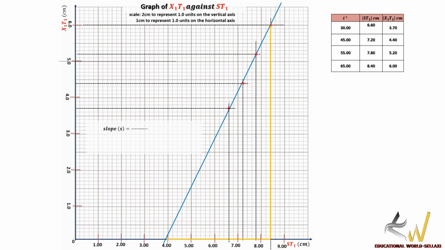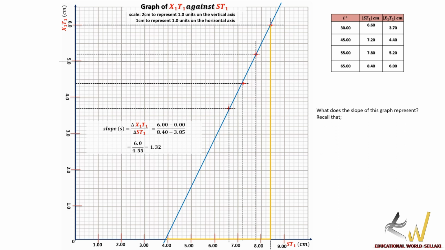So moving on, the slope of the graph is the change in the vertical axis divided by the change in the horizontal axis. So here is 6 minus 0 divided by 8.4 minus 3.85, and evaluating that, this is 6 over 4.55, which is 1.32. That is the value of our slope. Now the slope has no units because it's dimensionless, because the centimeters cancel each other out. So the slope has no unit. Very, very important.